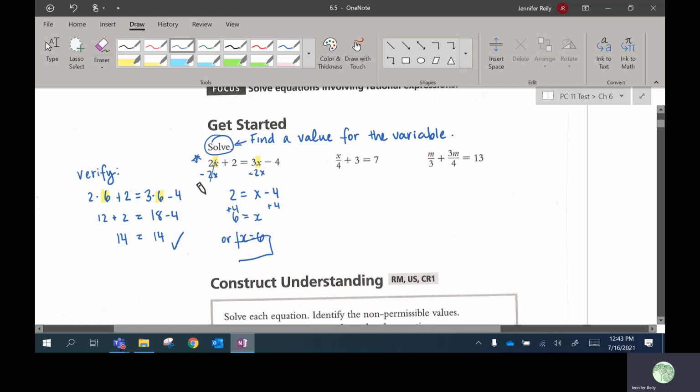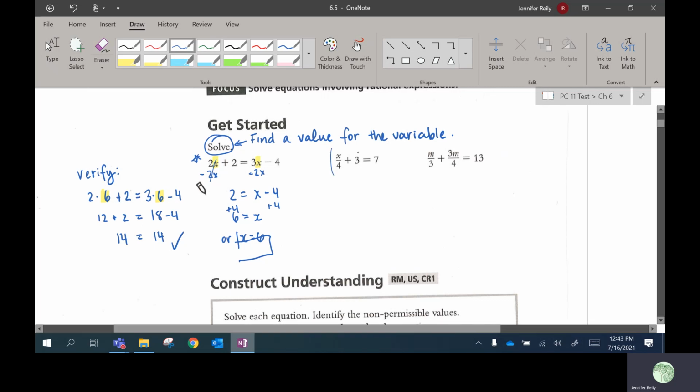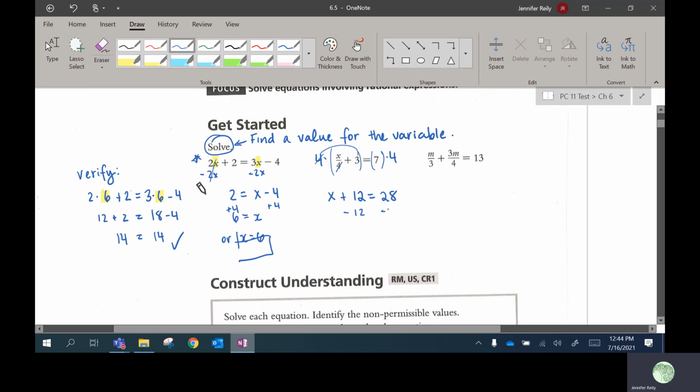Okay, for the second one, the strategy I want to remind you of here is if you have fractions, what you want to do is multiply both sides of the equation, so every single term in the equation, by something that's going to get rid of that fraction. It's just going to make your life a lot easier. So I'm going to multiply by 4 because 4 and 4 will cancel out here and I'll just have x. The 4 needs to be also multiplied with the 3 and with the 7. You need to do it to every term or else it'll change the equation. But if you do it to every term, you're keeping everything balanced, but you're making the equation a lot easier. And then we would simply just subtract 12 here. So this would be 16.